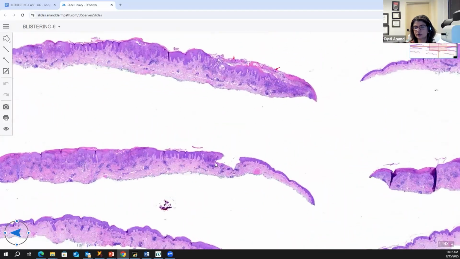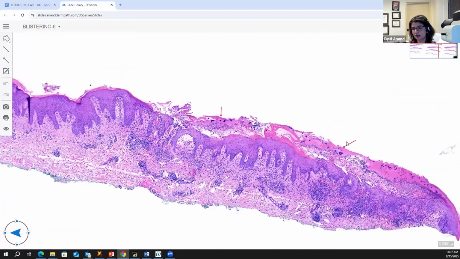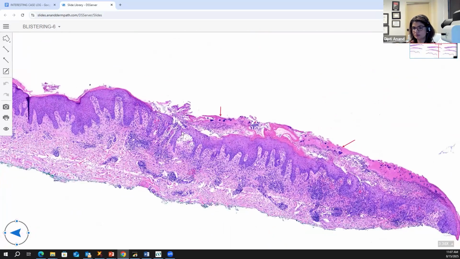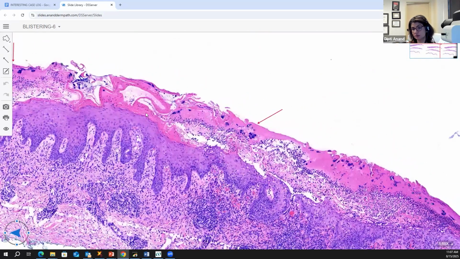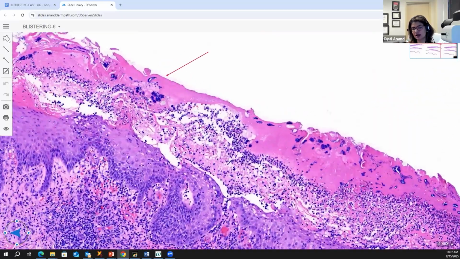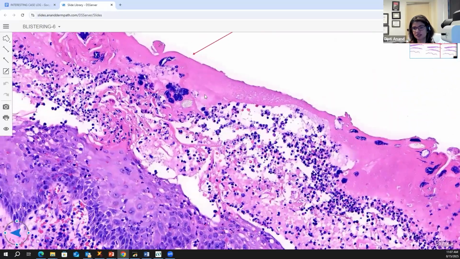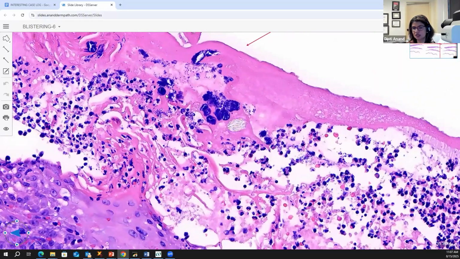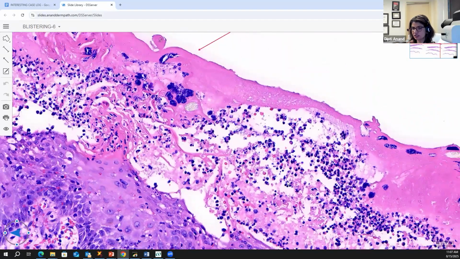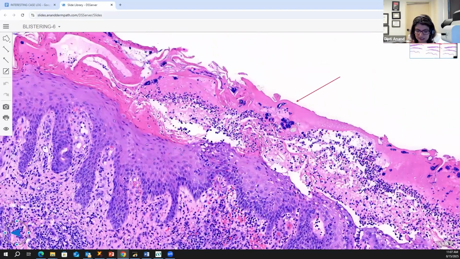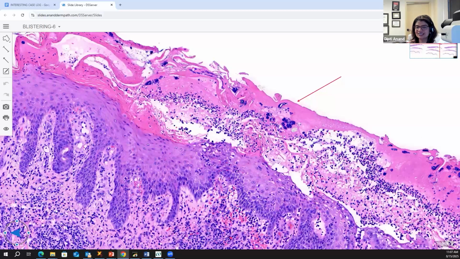So you can again see over here the stratum corneum is lifted up. This one has a little bit more edema and spongiosis. And you can see all of these are the bacterial colonies in there. You can see these nice round clusters of bacteria. So this is bullous impetigo, and this is all the neutrophilic debris. So that's bullous impetigo.